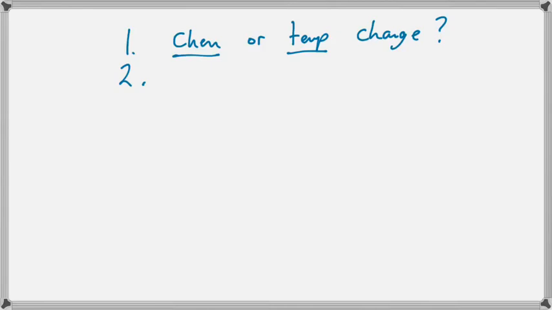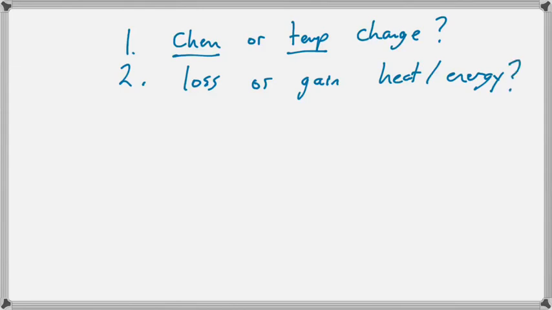The second question is, am I losing or gaining energy or heat? Those are interchangeable in this unit. So is this a loss or a gain of heat or energy? That's going to come into play, especially in our chemical reactions, when we start looking at whether this is endothermic or exothermic. The formulas will give you the amount of energy, the number, but it may not tell you whether it's being lost or whether it's being gained. So you're going to have to ask yourself that question.